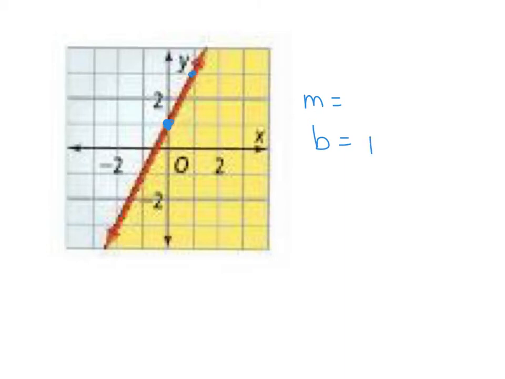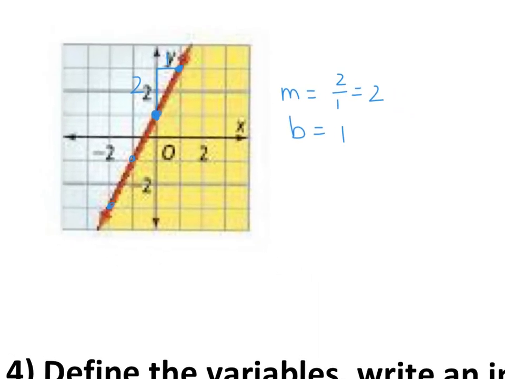Now again, find a pattern for that slope. Where does it look like it's crossing? And then do rise over run. So I'm rising 2 and running 1. So 2 over 1 or 2, right? Rise over run. Okay, so now I've got the start of my inequality here. I've got y. I'm going to wait for a second on that sign. And then mx plus b would be 2x plus 1.